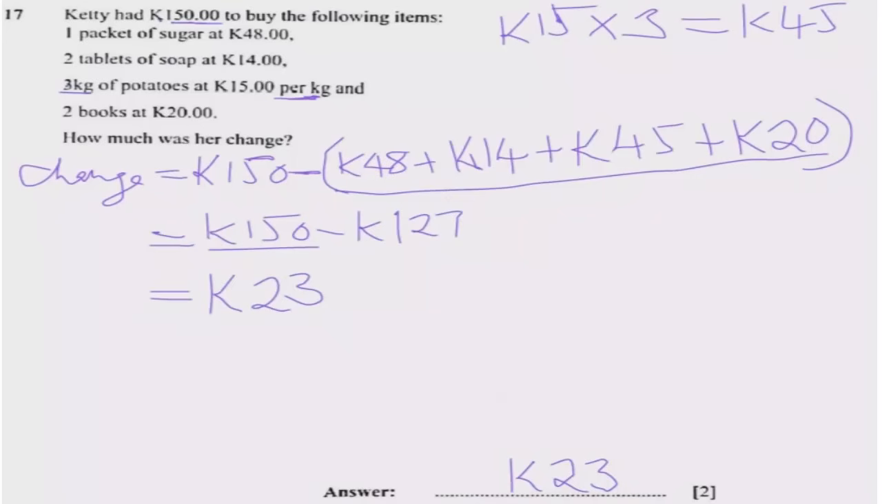But overall, in an exam, use visible handwriting, more especially in paper 2, because calculations and the steps you take are also very important. Markers will be looking at how you are moving with your steps. So basically, that's how you do it. So this was the correct answer to this question, which is 23 kwacha. 23 kwacha was her change.